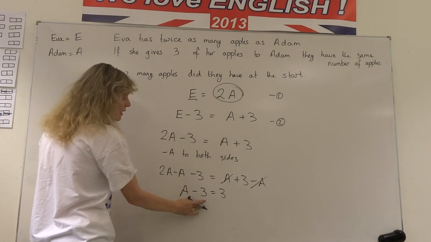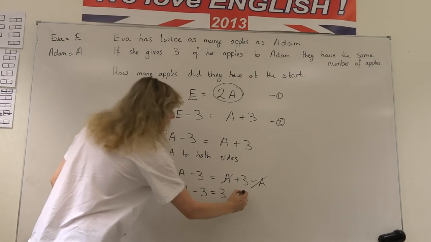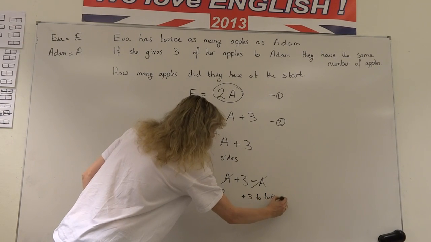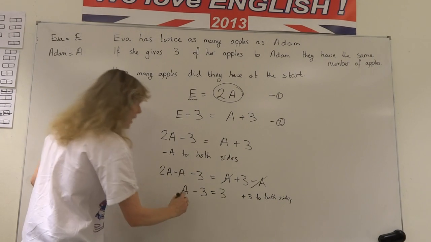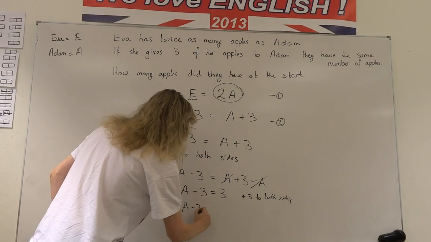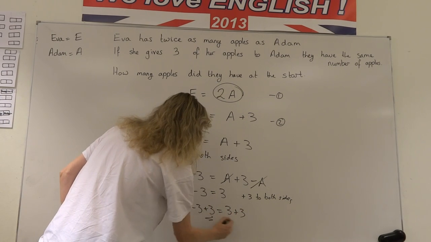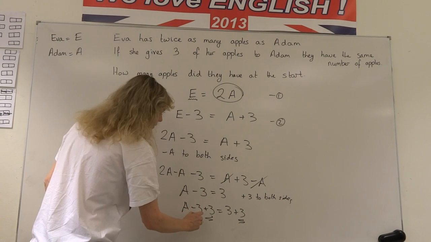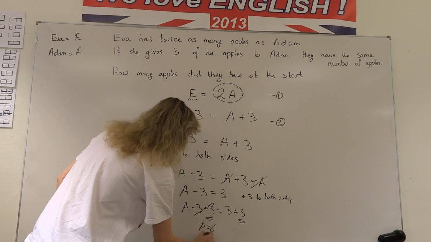So if we took 3 away from A, we'd get 3. So what's A going to equal? Add 3 to both sides. To get A by itself here, we don't want any numbers there. A minus 3 plus 3 equals 3 plus 3. We're adding 3 to both sides of the equation. 3 minus 3 is 0. That one goes. We get that A equals 6.